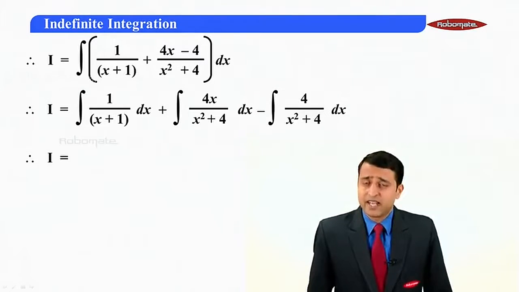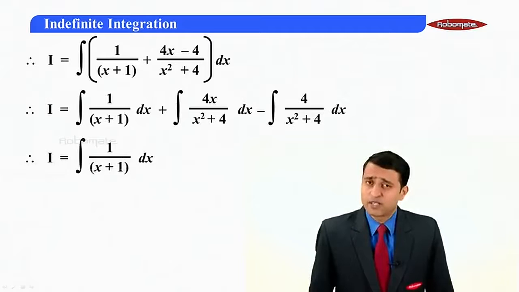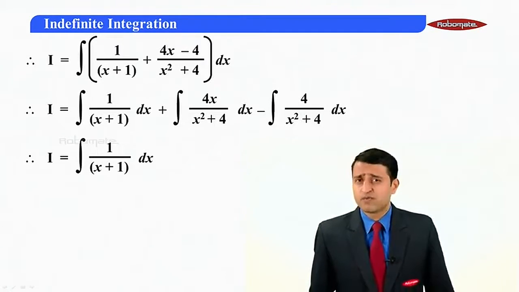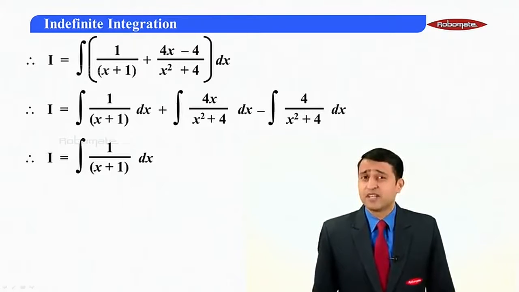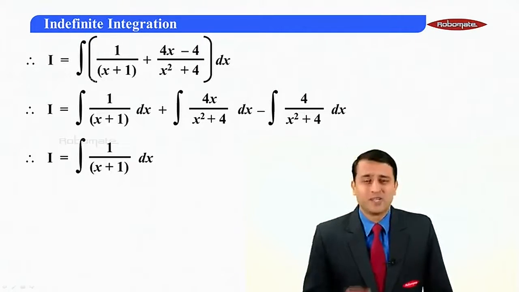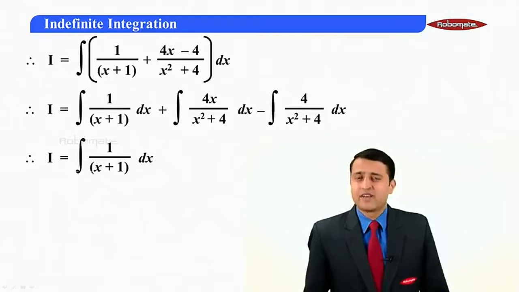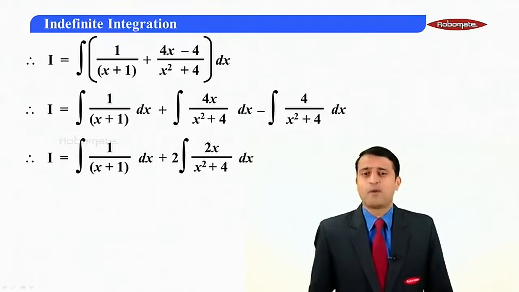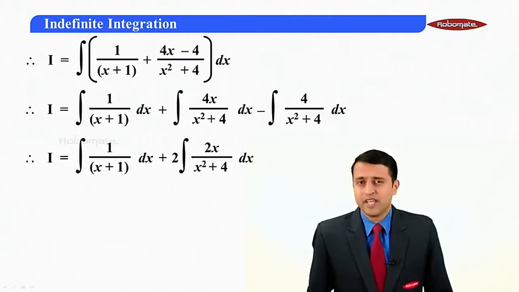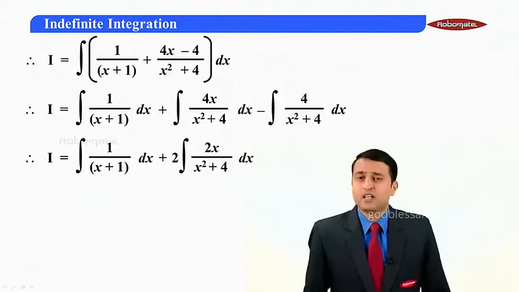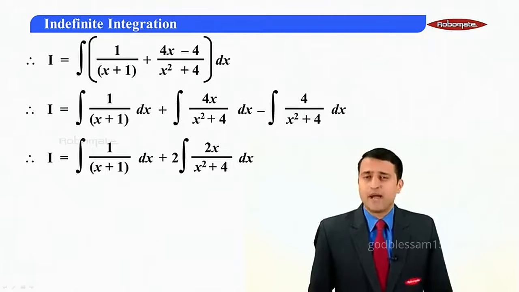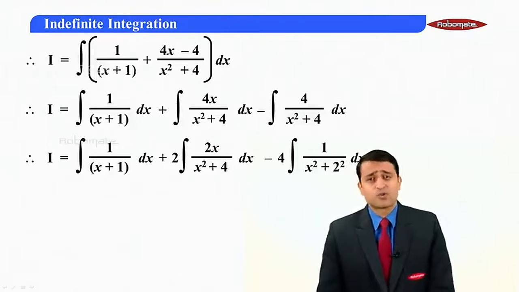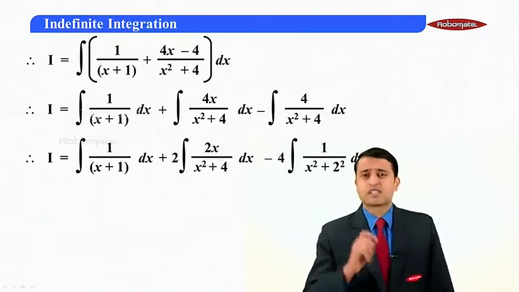Now let us write in the next step, it is equal to integral 1 upon x plus 1 dx. Now, if I check the denominator, it is x square plus 4. The numerator is 4x. Difference in the degree is 1. So, we will adjust the derivative. And derivative of x square is nothing but 2x. So, we will write this as plus 2 into 2x upon x square plus 4 dx. Correct? Plus 2 integral 2x upon x square plus 4 dx. Minus 4 is a constant. So, minus 4 integral. Can I say 1 upon x square plus 2 square dx? Correct?